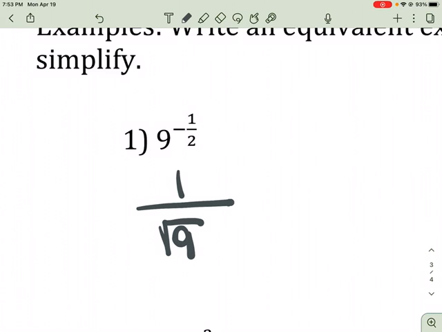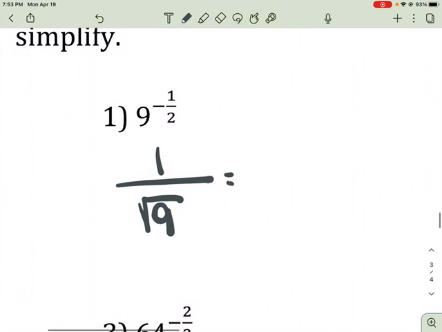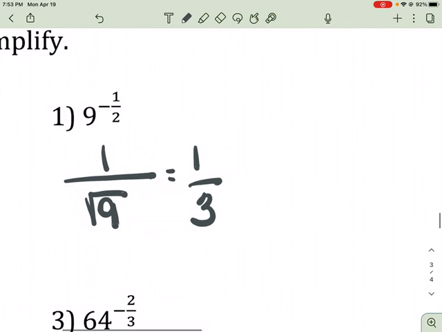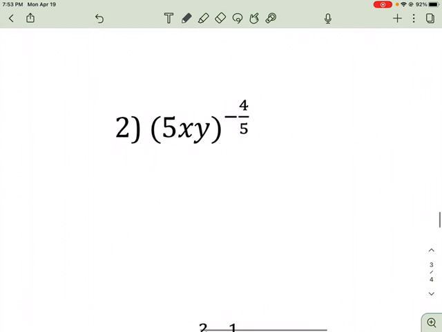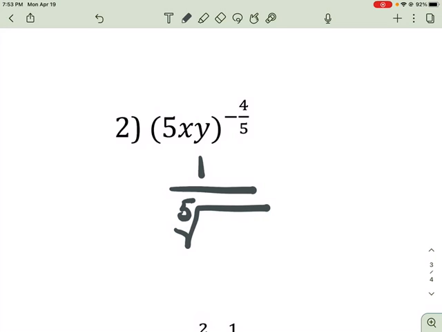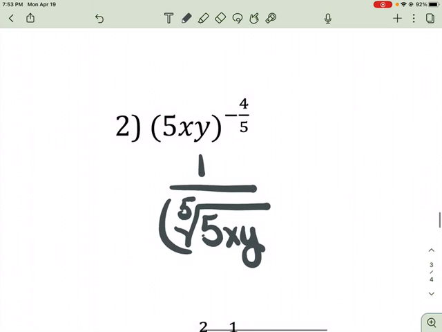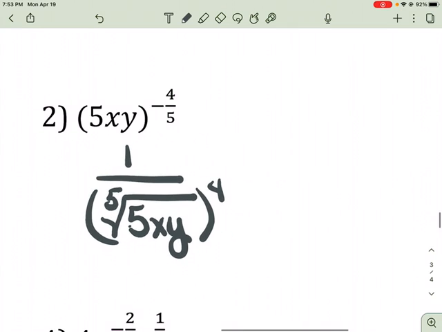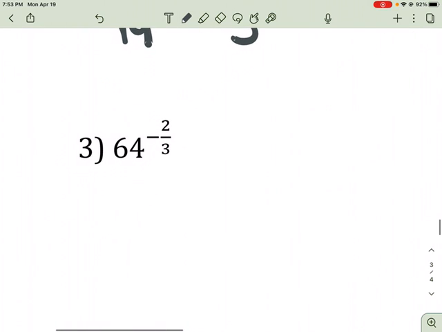The 2 means square root, and 1 means an exponent of 1. So 1 over the square root of 9 is 1/3. Okay, take it step by step. Do the negative, so 1 over the 5th root. And I'm going to use 5xy, whole thing to the 4th power. That's as far as you can go. Let's make sure that we don't need to go any further than that. I do not believe so. We're good. Okay, all right, let's do this one.